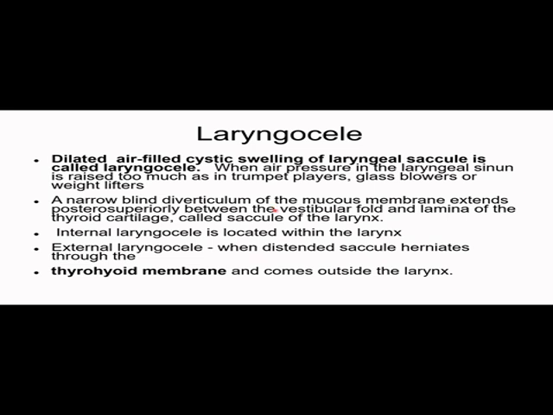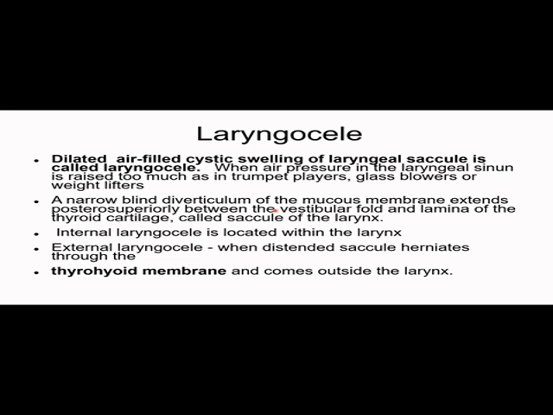So there, what do you mean by the saccule? The saccule is nothing but a narrow blind diverticulum that is formed, meaning the mucous membrane extends in the posterior superior direction between the vestibular fold and the lamina of thyroid cartilage. It forms a sac-like structure, this small blind diverticulum.